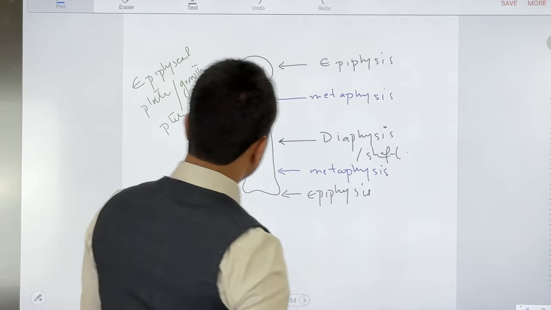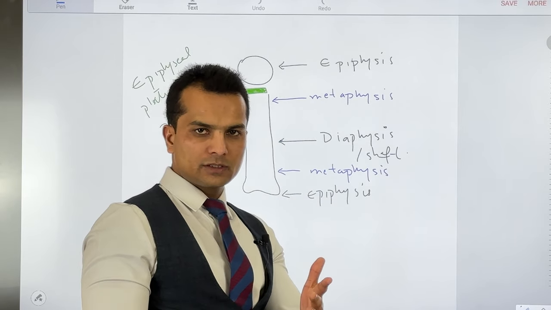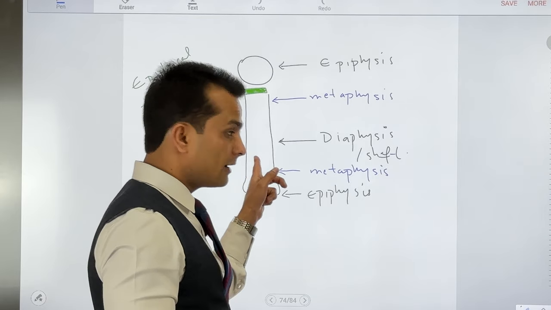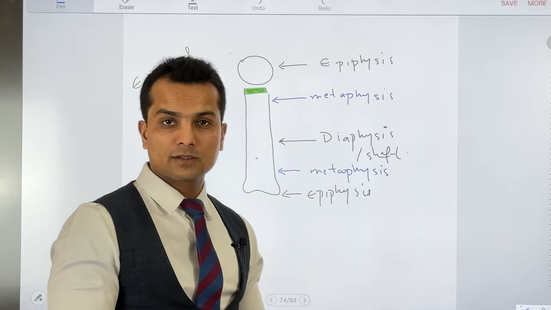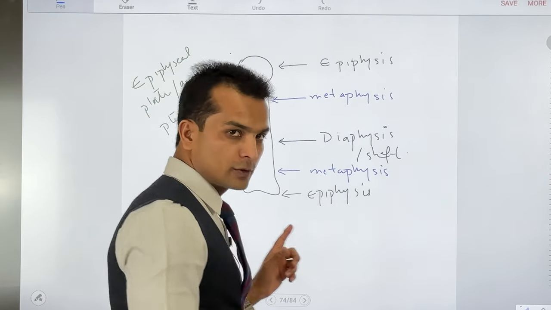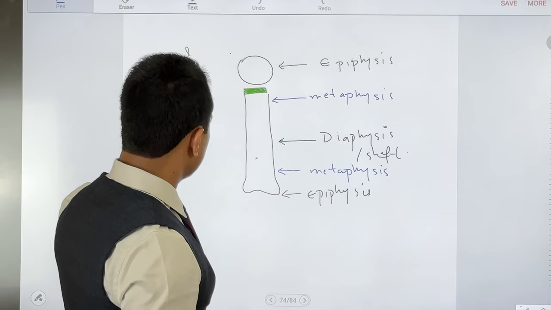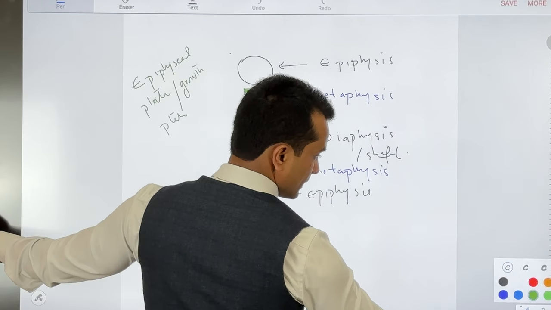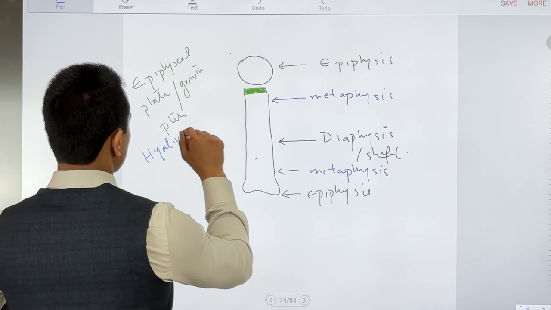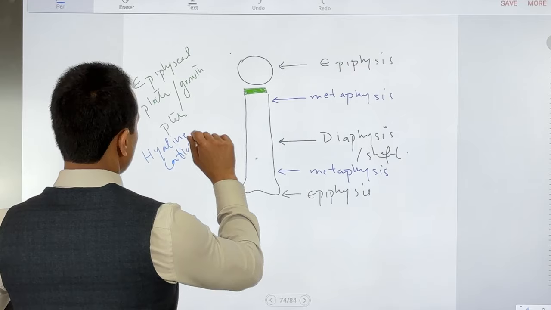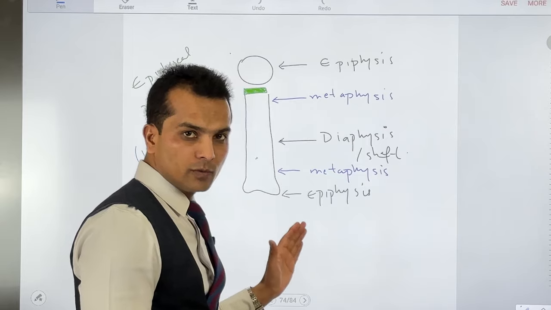Remember, each long bone has two growth plates. I have told you there are two types of ossification center. One is the primary, which is present in the diaphysis. One is the secondary, which is present in the epiphysis. You have two types of ossification, intramembranous and endochondral. And you have two growth plates which help in the growth of bone. This growth plate is also called the epiphyseal plate, and write another piece of information: this growth plate is made up of hyaline cartilage. With deposition of calcium in this cartilage, it will help in the growth of the bones.